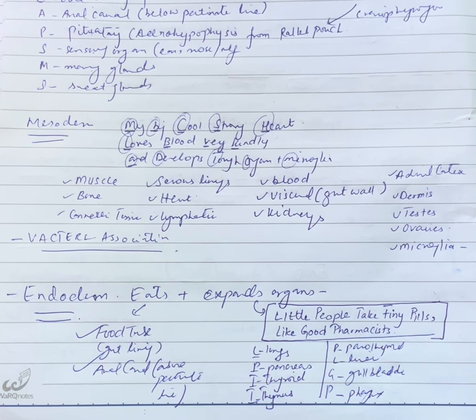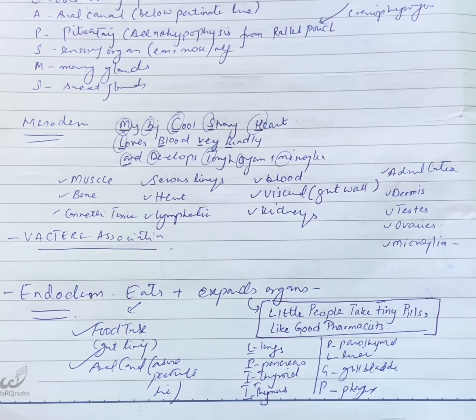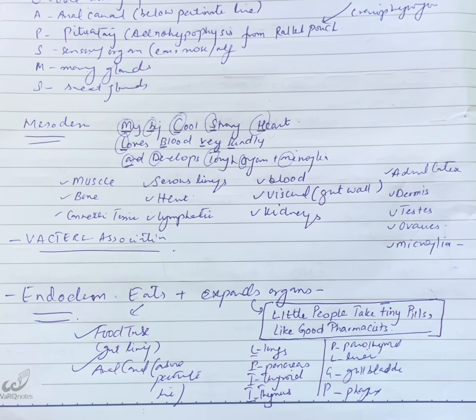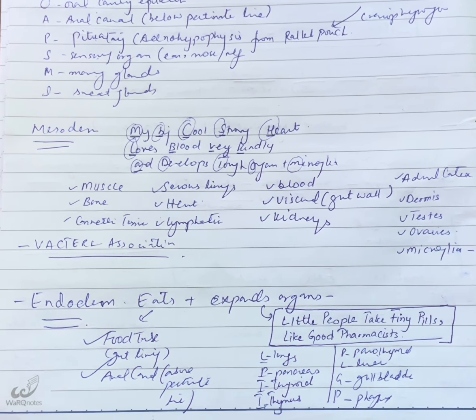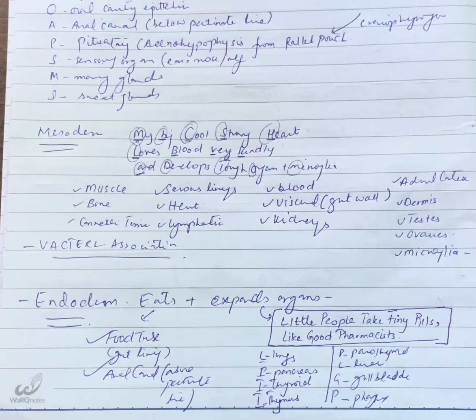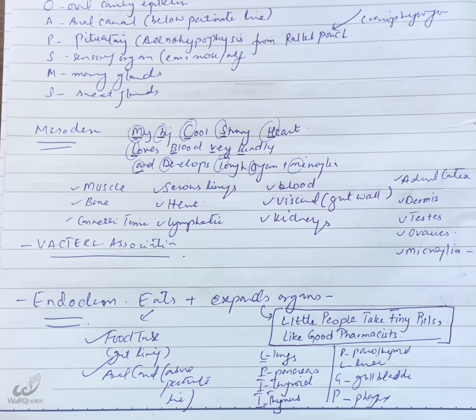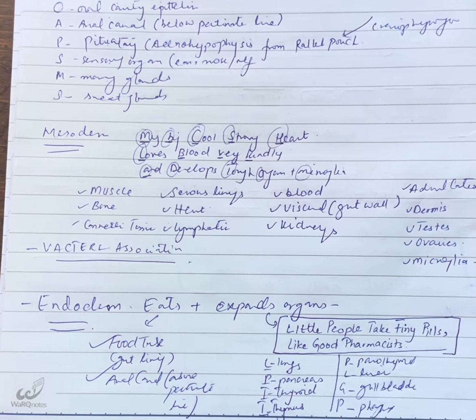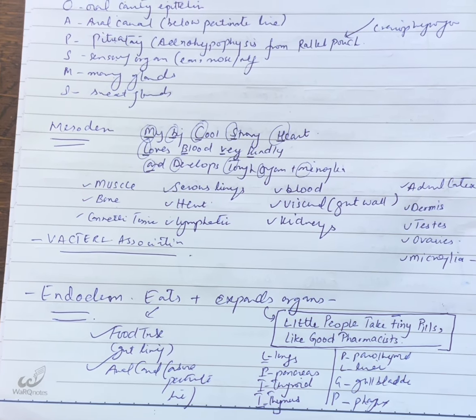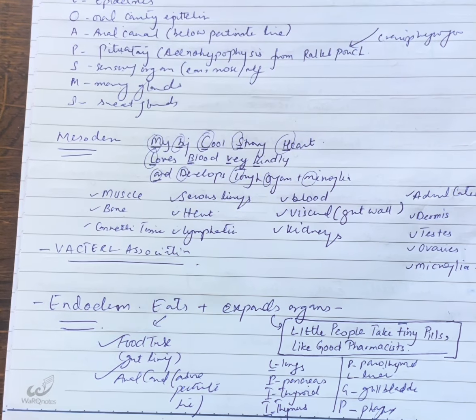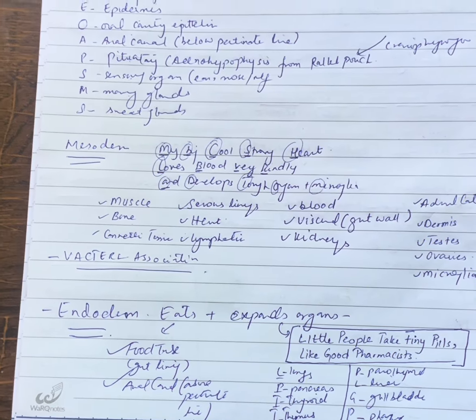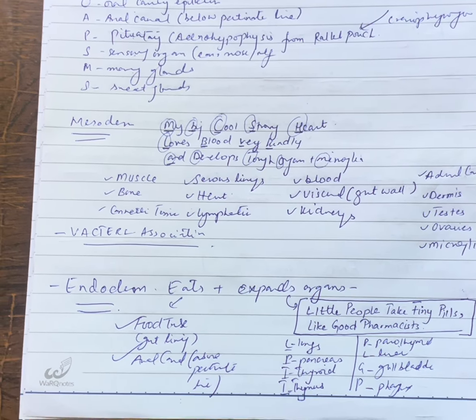Little is for the lungs, and P is for the pancreas, T is for the thyroid, T is for the thymus, P is for the parathyroid, L is for the liver, L is for the large intestine, G is for the gallbladder, and P is for the pharynx. So: little people take tiny pills like good pharmacist. This is the mnemonic for the endoderm.